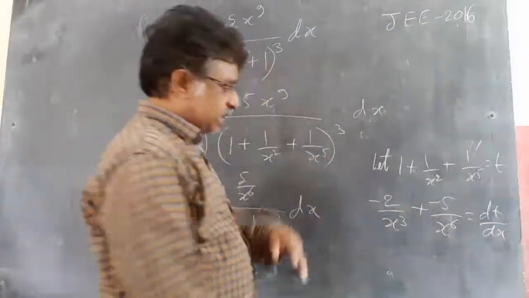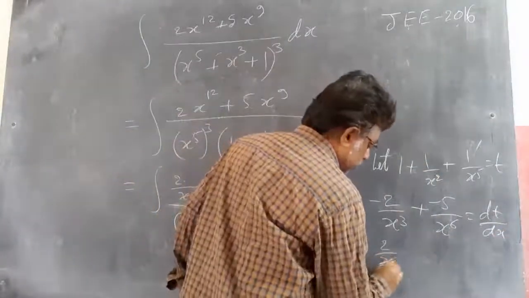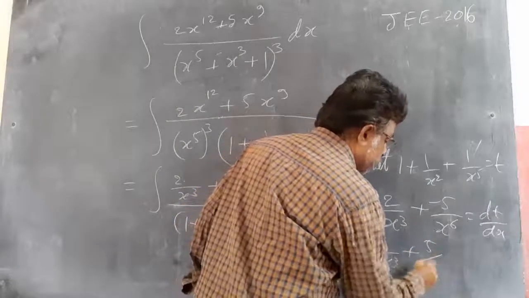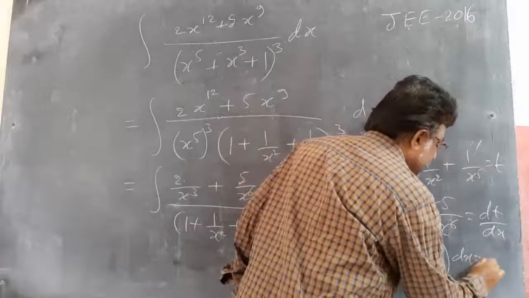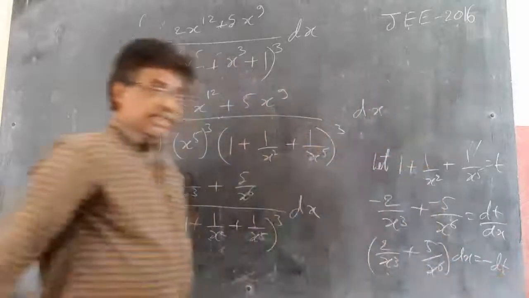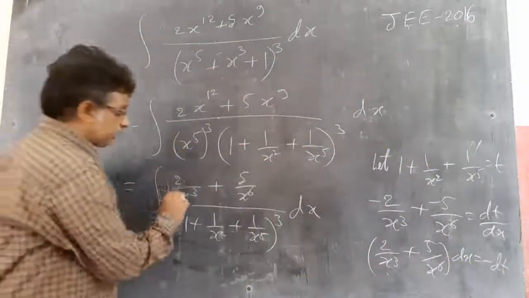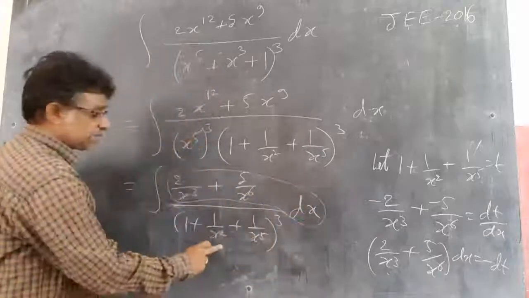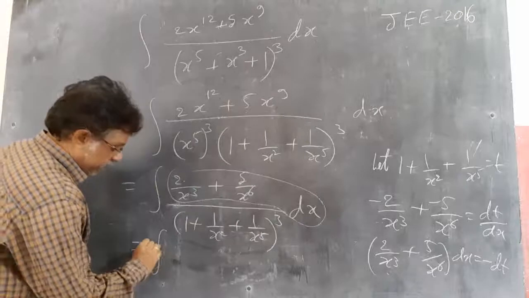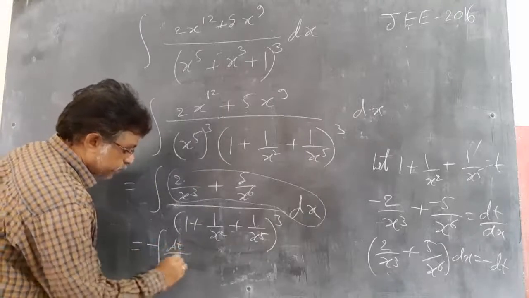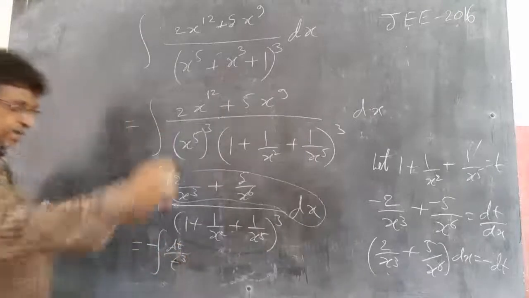Taking dx to this side, minus to that side, it becomes (2 by x cube plus 5 by x^6) dx equal to minus dt. So this whole numerator becomes minus dt and the denominator is t cube. So finally this integral becomes minus dt by t cube.